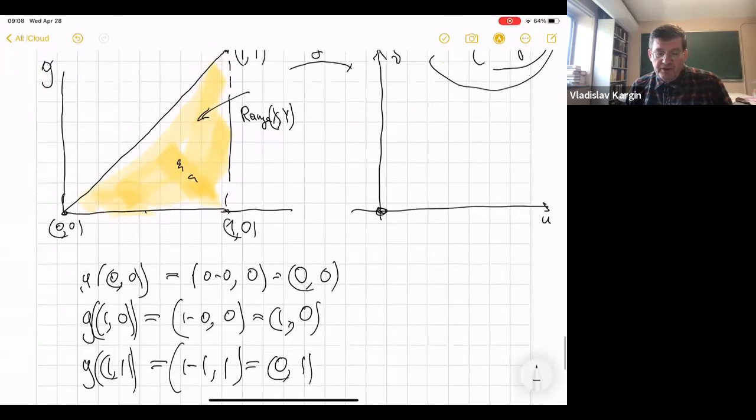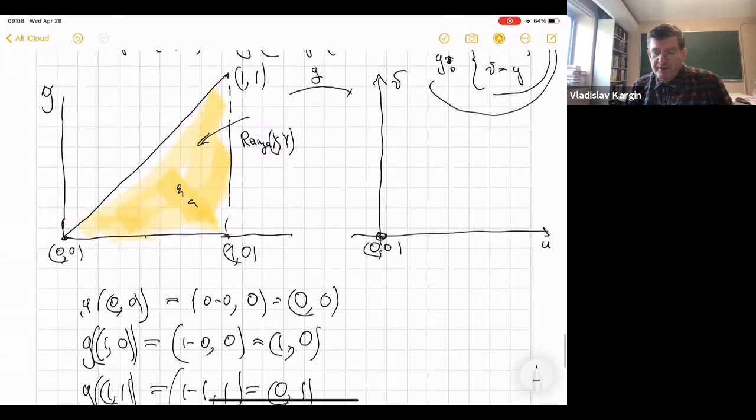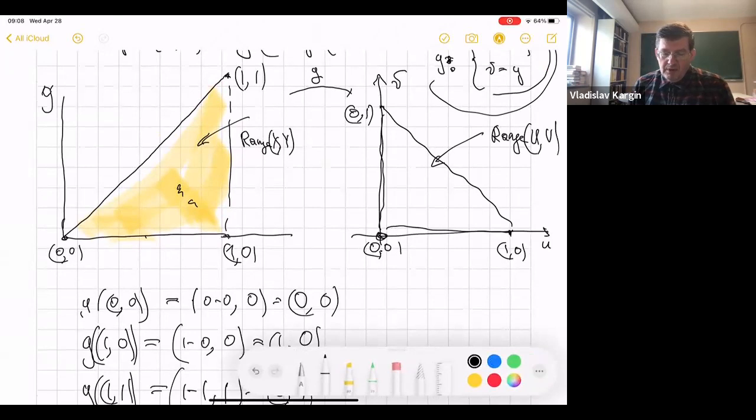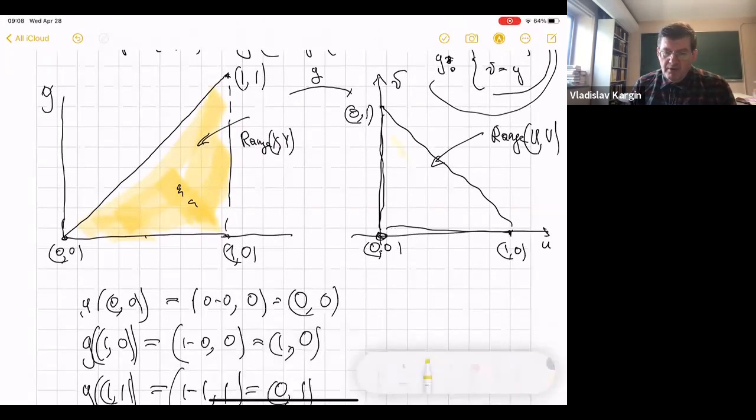So now these points are 0, 0, then another one here, 1, 0, and the last one, the image of 1, 1, is here, 0, 1. So this is the 0, 1 point. It turns out that this triangle goes to this triangle. So this is the image, the range of u and v.